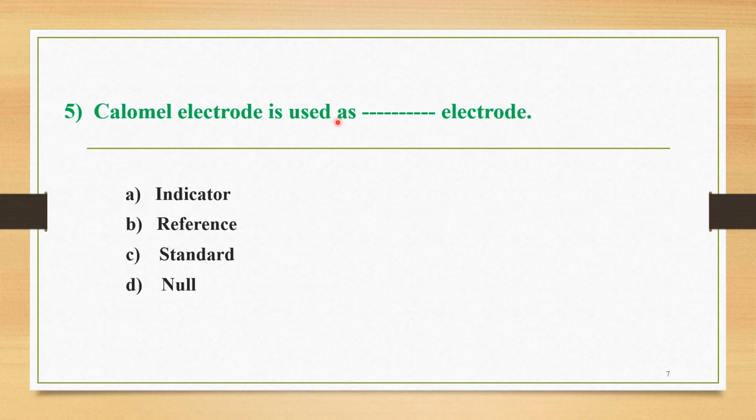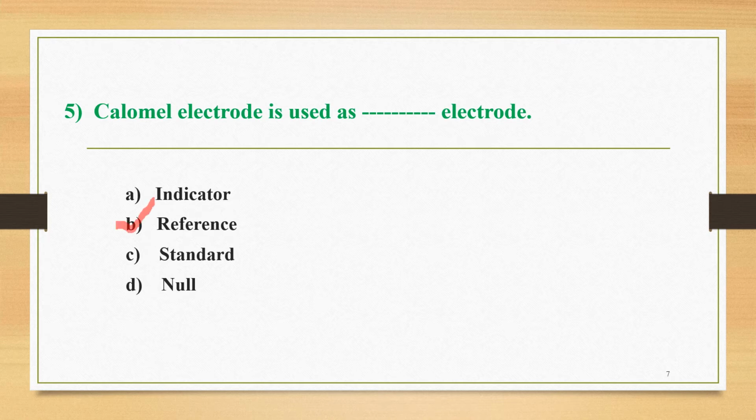Calomel electrode is used as an electrode, and the four options are A, as an indicator, B, as a reference electrode, C, as a standard electrode, and D, as a null electrode. Each and every electrode has its own applications or own importance. Whenever we want to measure the pH, we have to use this calomel electrode along with the glass electrode. Now the function of this calomel electrode is that it is to be used as the reference electrode, and that's why the correct option among these four is option B.